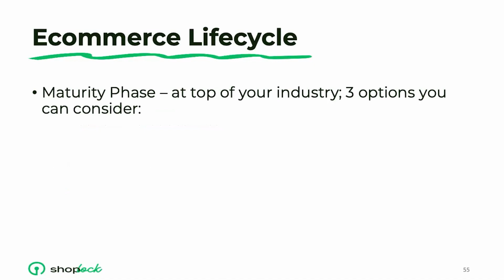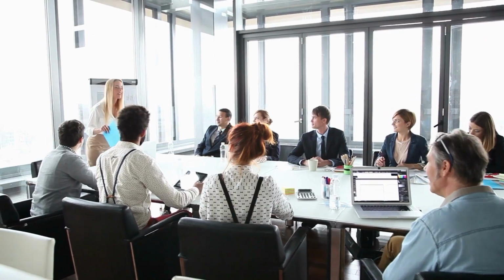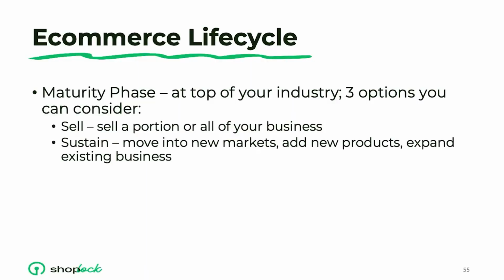In the maturity phase, you have grown as much as you possibly can with your current model. You're at the top of your industry or niche, and you have 3 options to consider here. The first option is you could sell a portion or all of your business. The second option is you could sustain your current business, move into new markets, add products, expand the business in some way. And the third option is you could end your business, dissolve it, and retire.